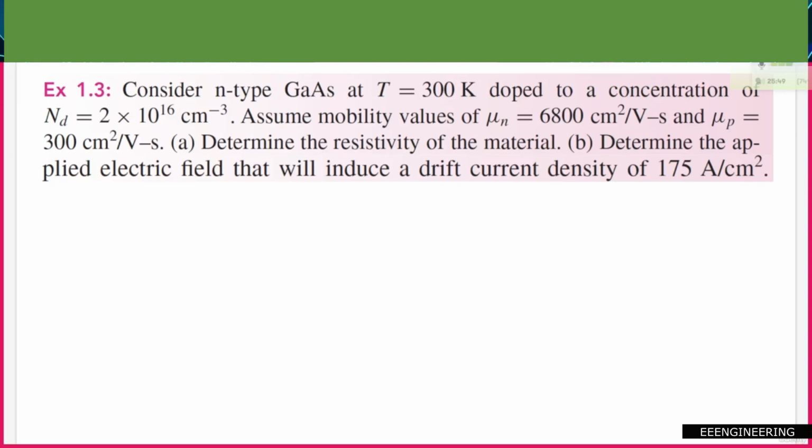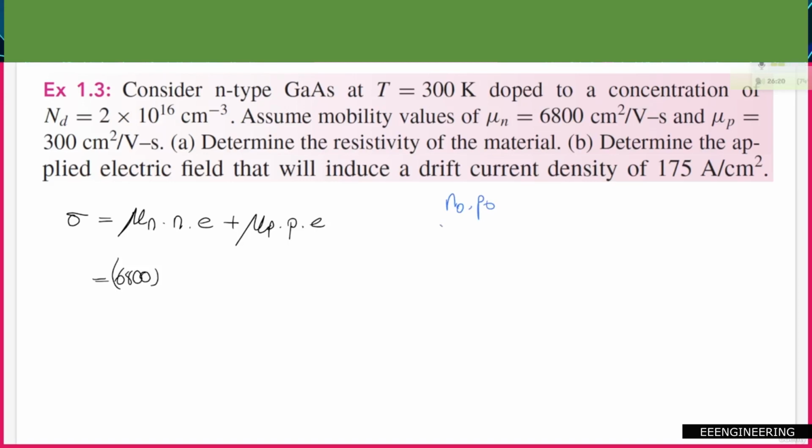Then, by having the conductivity value, we're going to take the reciprocal and find out the resistivity. So how are we going to do that? First, we know that conductivity is equal to μn·n·e plus μp·p·e. So μn is already given, which is right in here, 6800. That's fine. But what about the concentration of electrons? That is not given. So first we're going to find out the concentration of electrons and holes.